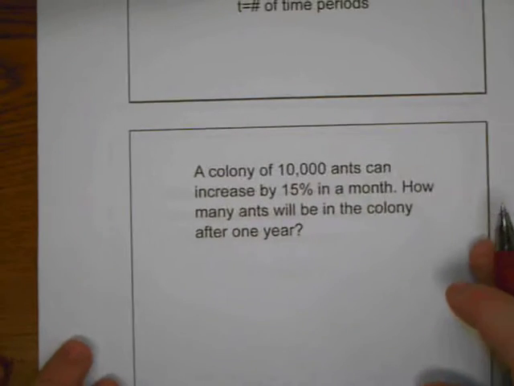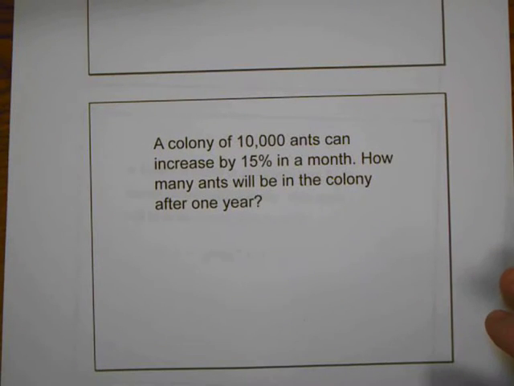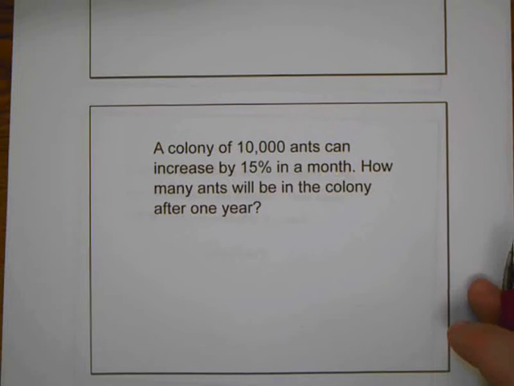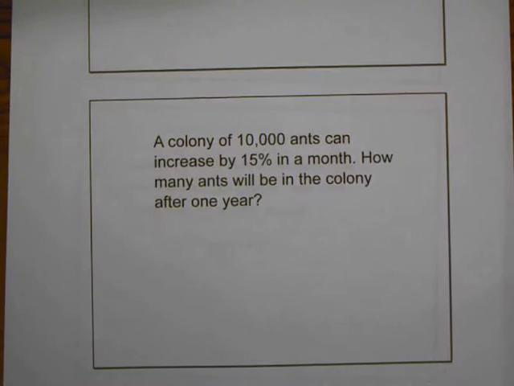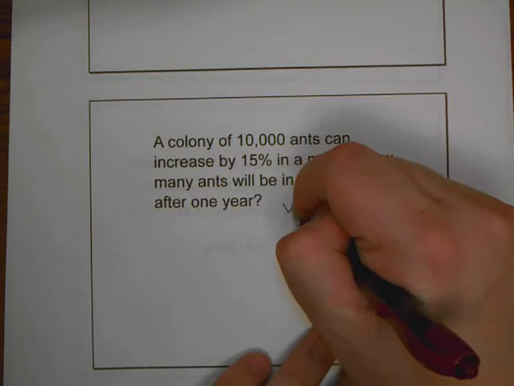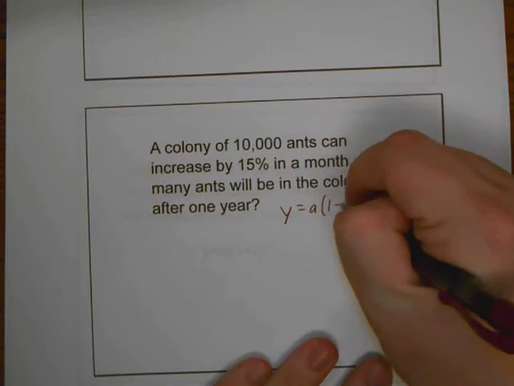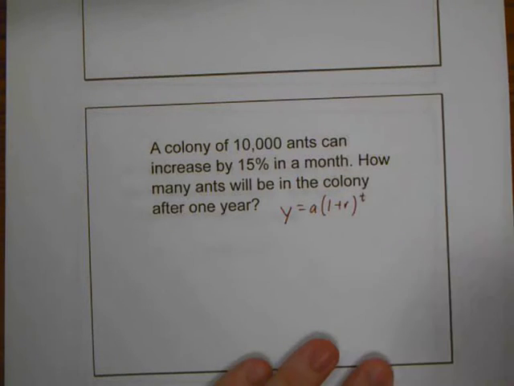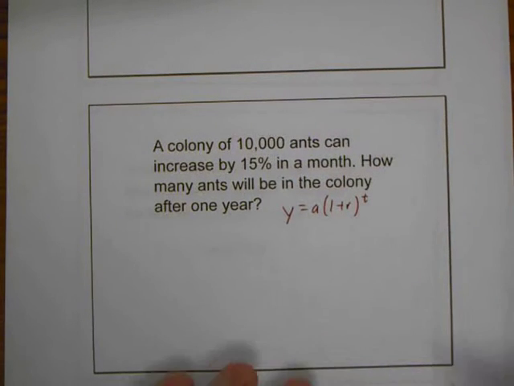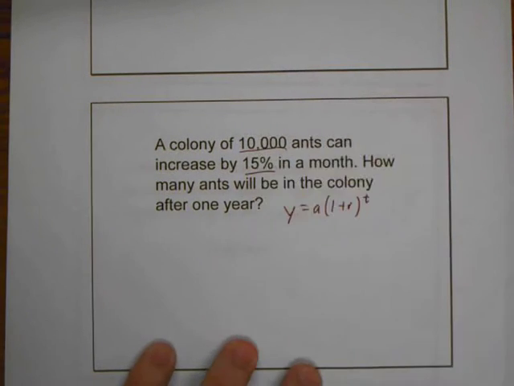If you look on the next slide, we have a colony of 10,000 ants. A lot of ants. And it increases by 15% a month. How many ants will be in the colony after year 1? So just a reminder, our exponential growth formula is y equals a(1 + r)^t. So I'm going to highlight our important information here.